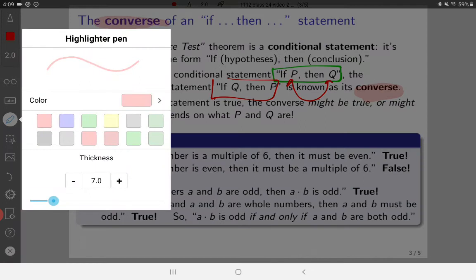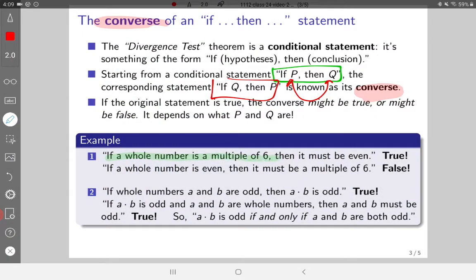Consider this statement down here. If a whole number is a multiple of 6, then it must be even. I hope you can convince yourself that this is a true statement. 6, 12, 18, 24, all the multiples of 6, they're all even. Because to be a multiple of 6, you've got to be a multiple of 2 and 3, because that's what 6 is, 2 times 3. So this is a true statement.